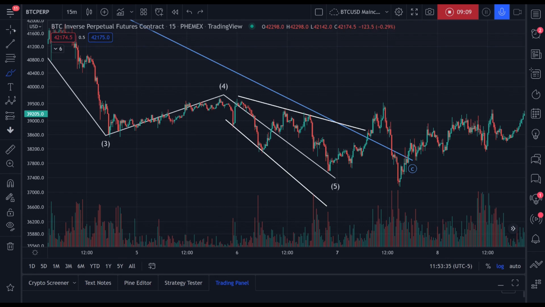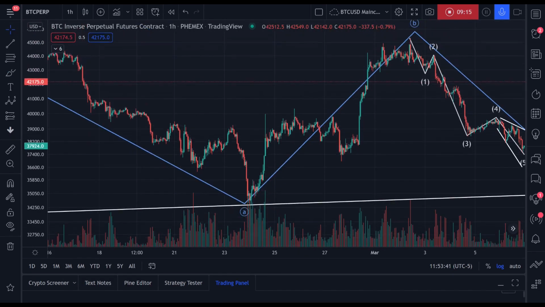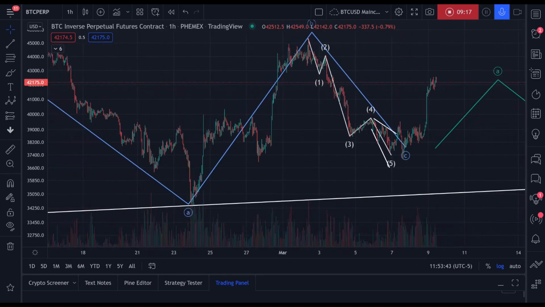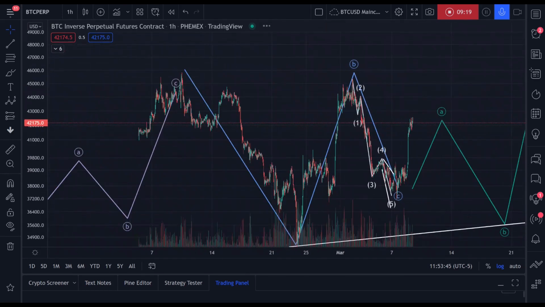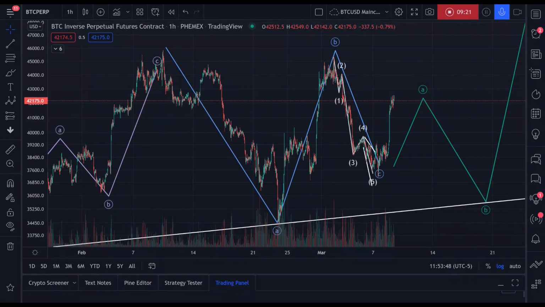In any case, let's go back to the overall analysis. We do have 5 waves here, okay? And why is that significant? It's significant because we know that the third leg of any correction is impulsive. I'll repeat, the third leg of any correction is impulsive.